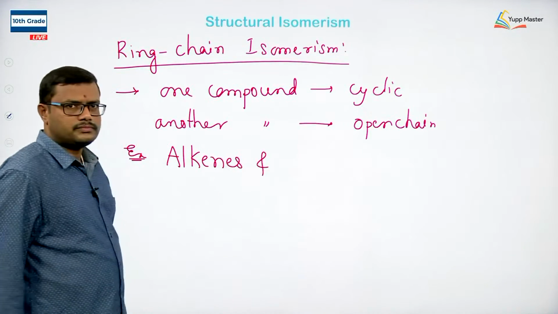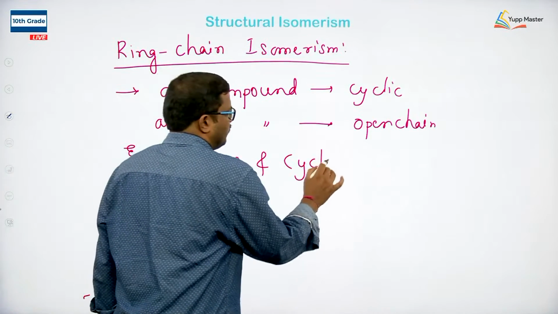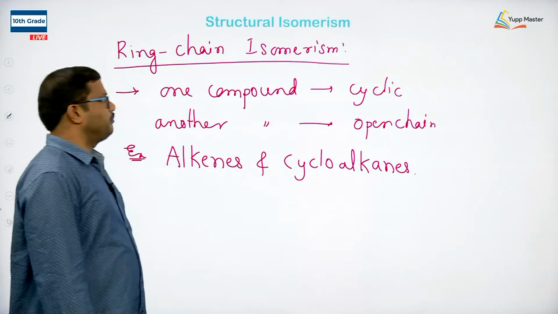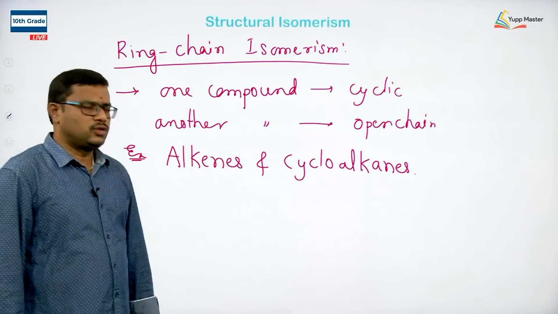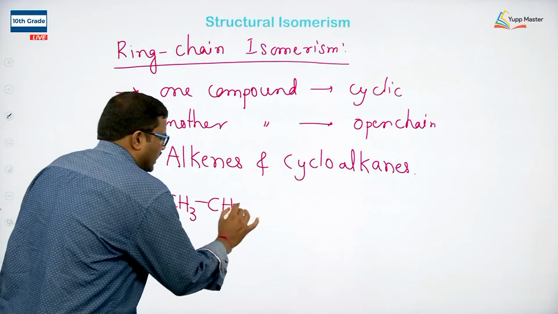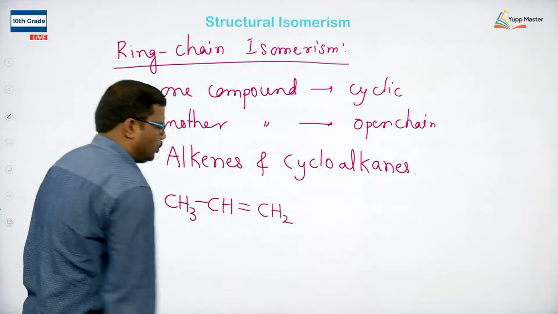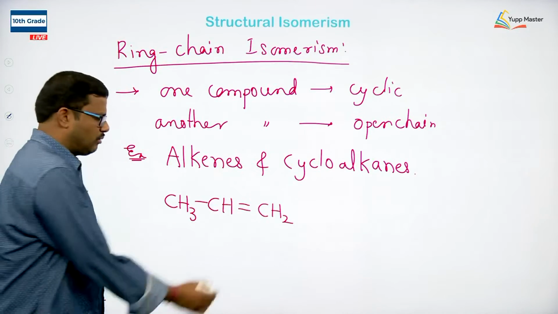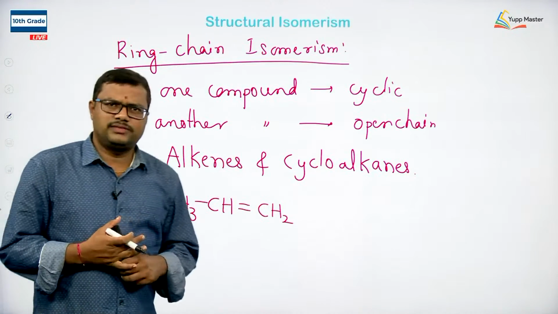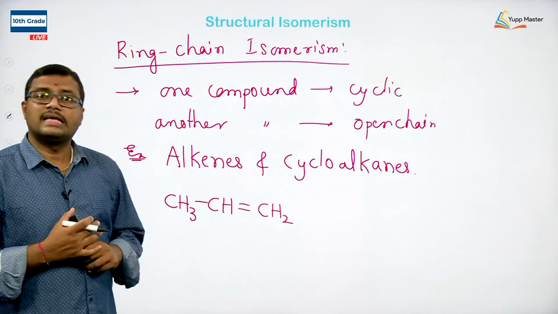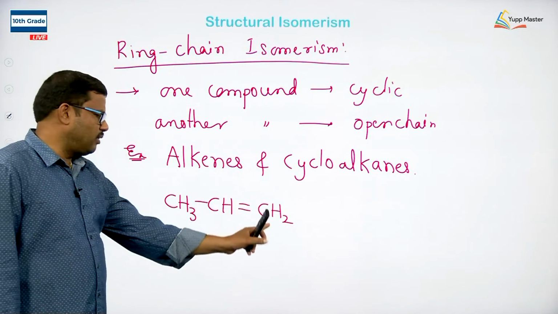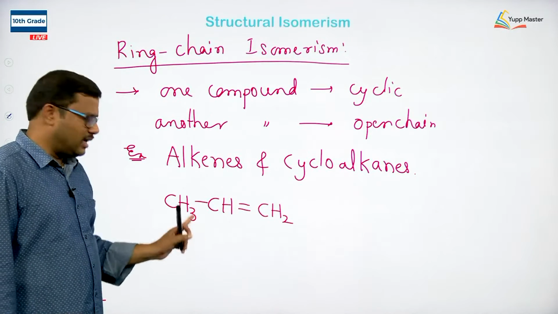So, the best examples that we come across are alkenes and cycloalkanes, which exhibit ring chain isomerism. Suppose I write propene, CH3 CH double bond CH2. This is an alkene, one double bond is present. We have discussed alkanes, alkenes and alkynes functional groups when dealing with the classification of organic compounds in the previous classes, right. So here, the presence of a double bond between two carbon atoms makes it an alkene, propene.